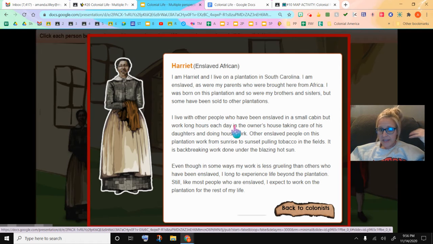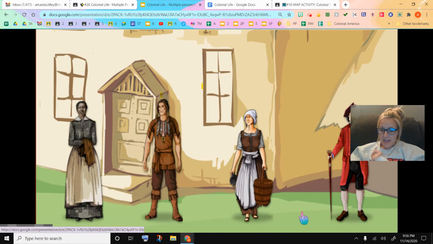So if we look at Harriet, we see that she lives on a plantation in South Carolina. And even though she spends most of her time working in the house and doing housework, she does note that she sees many other enslaved people working on this tobacco plantation from sunrise to sunset, backbreaking work. It's very clear she believes that life on a plantation is definitely not something to be desired.